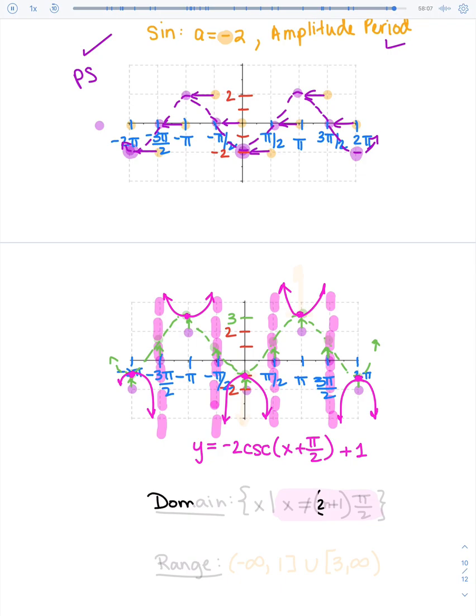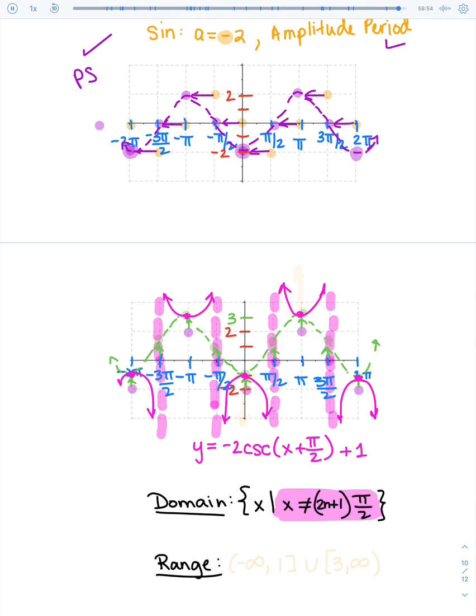Just as a side note, in case they were to ask for something like this, we can talk about the domain and we can talk about the range. Our domain is going to be everything but where we have our asymptotes. And our asymptotes, if you look at them, are happening at odd multiples of pi/2. So it'd be any x, but x can't be an odd multiple of pi/2. And remember, we come up with odd multiples by doing 2n plus 1. So it can be anything but 2n plus 1 times pi/2, because that will give us our odd multiples of pi/2 for our vertical asymptotes. That's what this is.